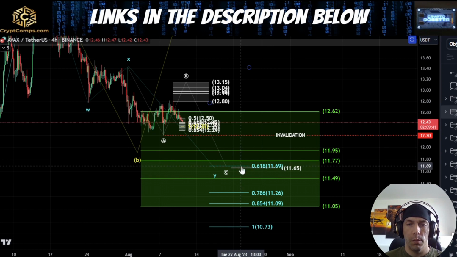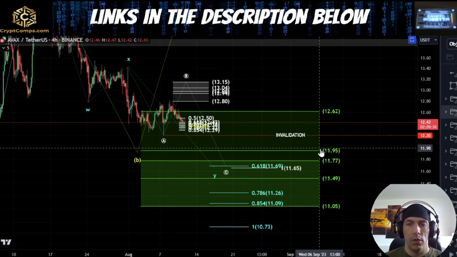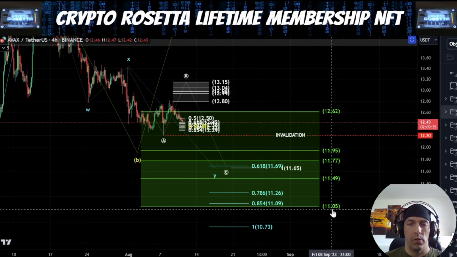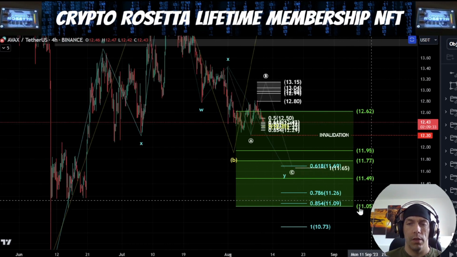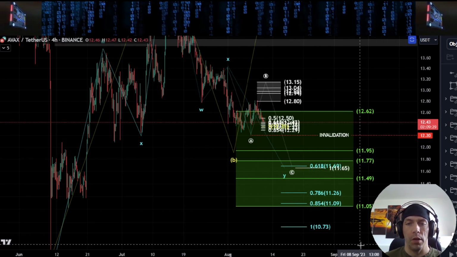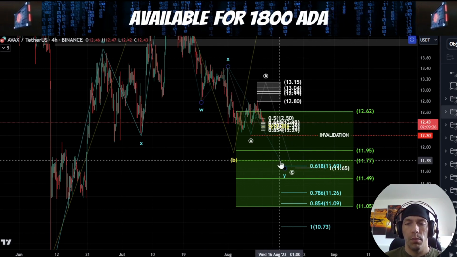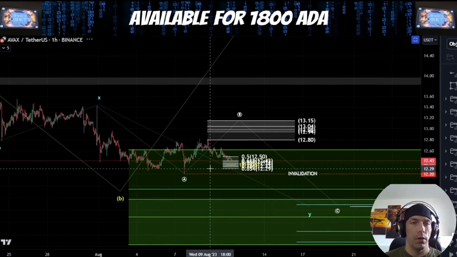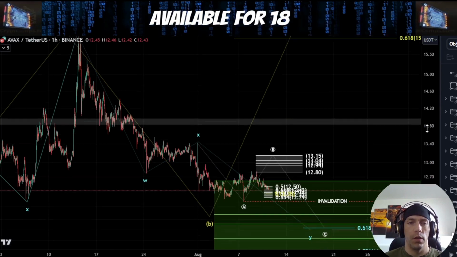If we do look to come down deeper here, we could look to potentially target out this 618, sitting at this 1195, all the way down towards this 1105. If we start to take out this 1105, it starts to become more likely that we are forming some kind of an impulsive pattern here to the downside. So I'm going to be on the lookout for that idea. Now, if we are looking at the internal count to this, there are 2 ways that I'm currently looking at this structure.